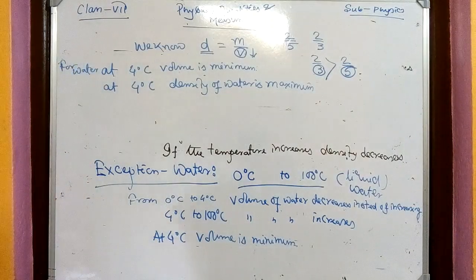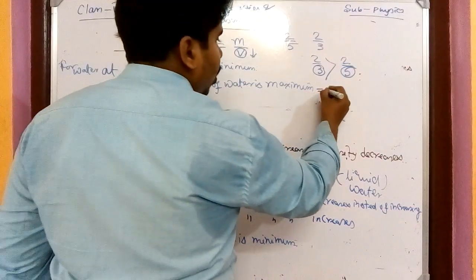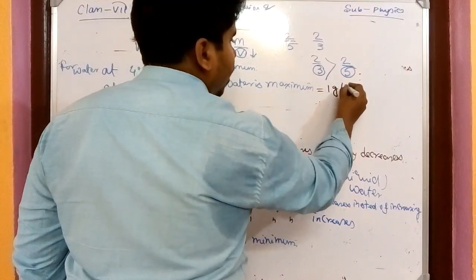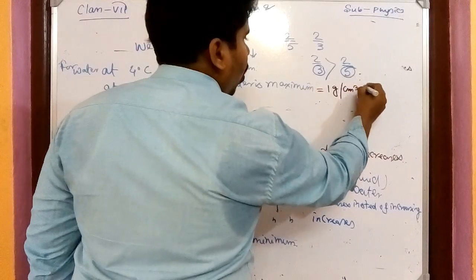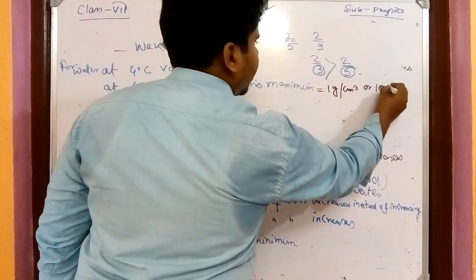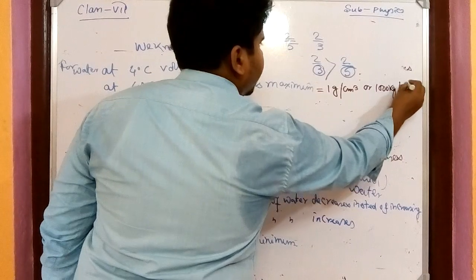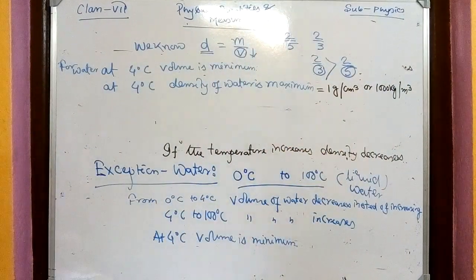And one thing I am clearing for you, that it is for water only. It is not for any other body. Keep that in mind. It is only for water. For water at 4 degrees centigrade, volume is minimum, and the density of water is maximum, and its value is 1 gram per centimeter cube or 1000 kg per meter cube. That is the density of water at 4 degrees centigrade, and it is maximum.